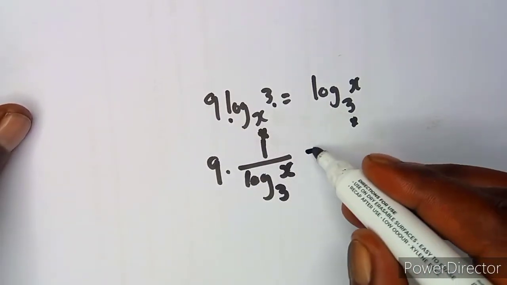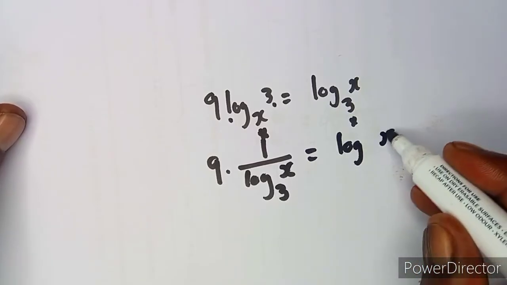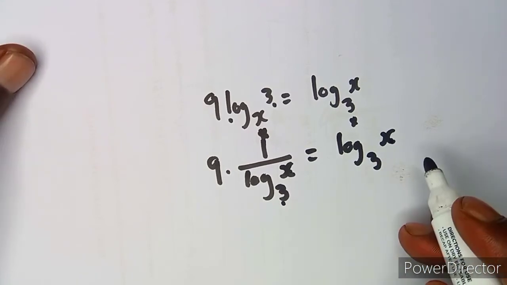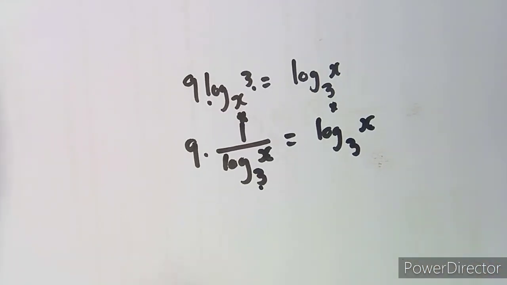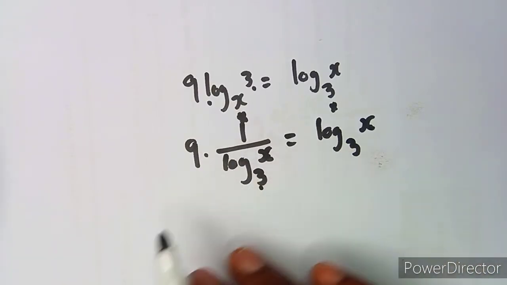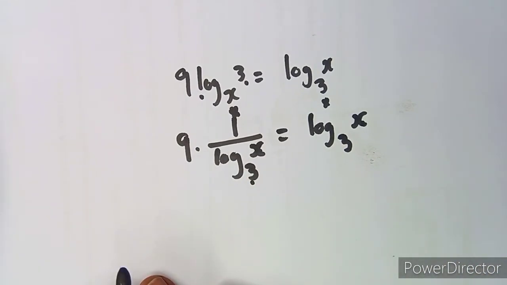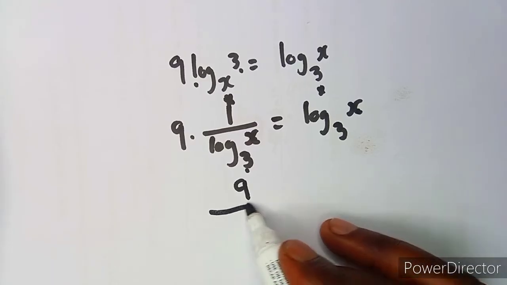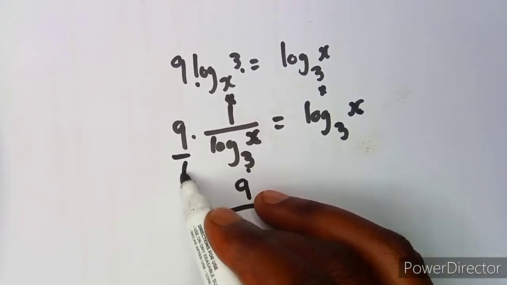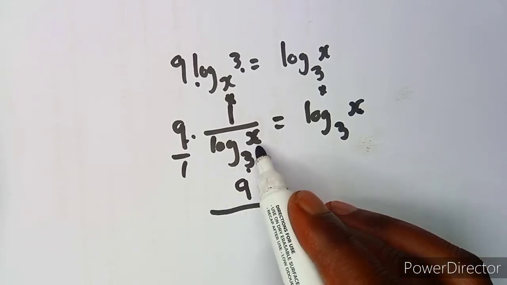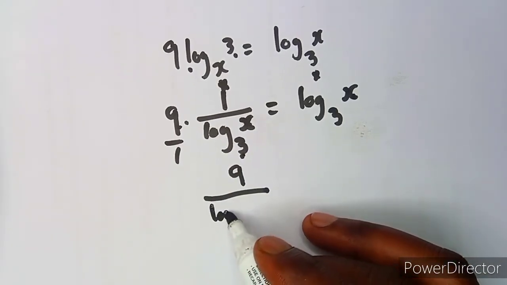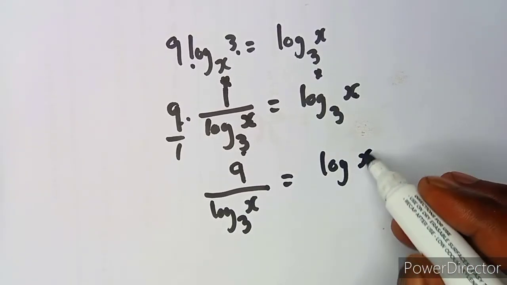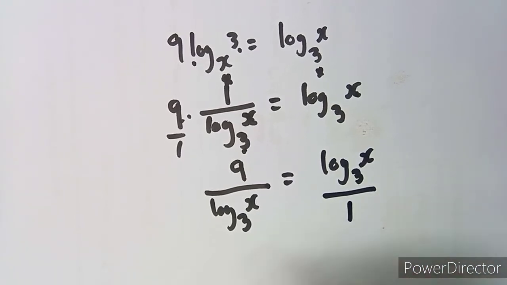So this is 9 by that part. We are not going to interchange anything on the other side because we now have log x base 3, which is the same as this part, log x base 3. This is 1 over, and it's multiplying 9. So if you write it properly, it's supposed to be 9 over, because 9 is the same as 9 over 1. So it's 9 times 1, which is 9, over log x base 3, which is equivalent to log x in base of 3 over 1, since we have a fraction.